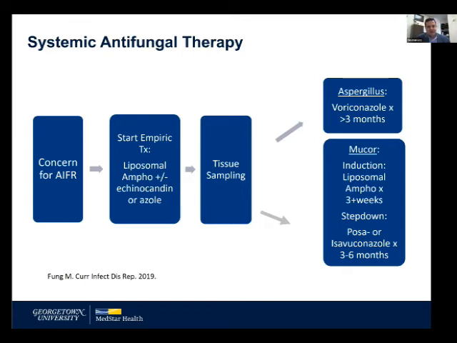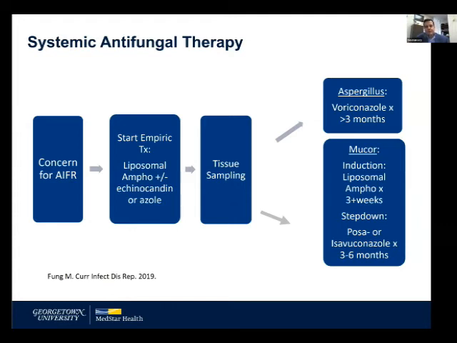So as soon as we have any concern for acute invasive fungal disease, we start treatment empirically, both antifungal and typically broad spectrum antibiotics for any secondary bacterial infection, until we really determine that this truly is just isolated fungal disease. Typically starting with amphotericin plus or minus the other antifungals. And then we go immediately to tissue sampling, via either bedside or more commonly the OR.